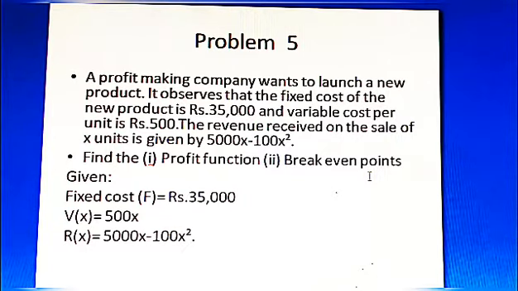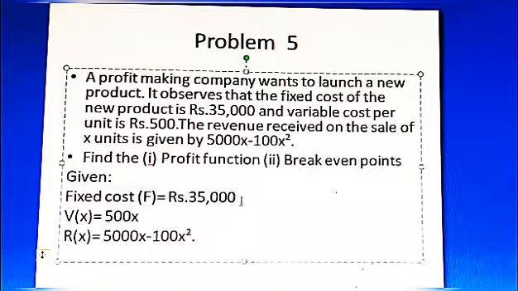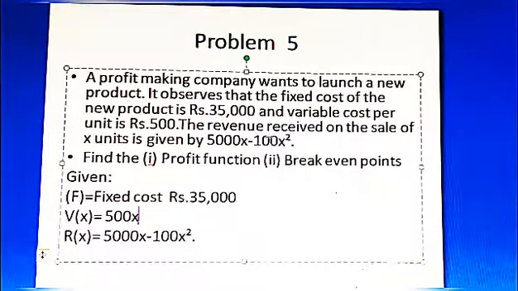Okay, students. So very quickly, I'll repeat the question. A profit-making company wants to launch a new product. It observes the fixed cost. I have written the fixed cost here. Fixed cost is rupees 35,500, and the variable cost is 500 per unit, so 500x. Then they're asking us to find the profit function. Total revenue is also given, right? 5,000x minus 100x square.